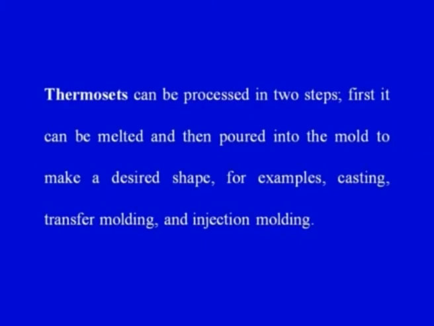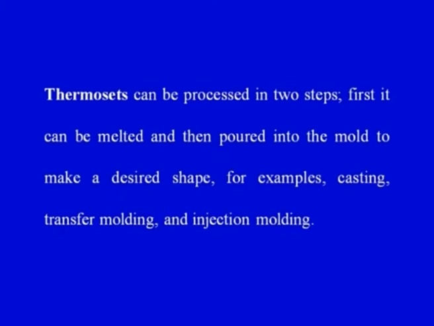So 2 or 3 examples of the processes are also given, but again from this particular slide our ongoing discussion is further getting substantiated that the process involves 2 or 3 common steps, that are heating the raw material and deforming or forming it into the desired shape under the application of pressure. Again we will see for thermosets. Thermosets can be processed into 2 steps.